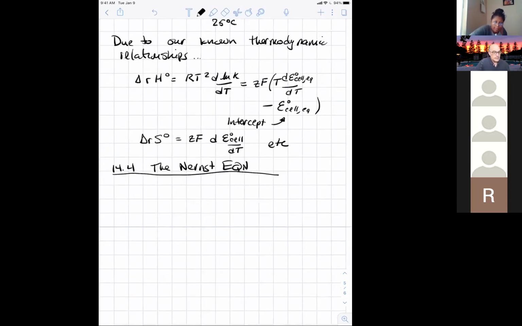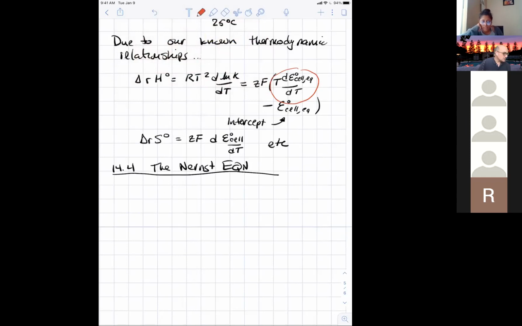Now, but here's the trouble, right? And let me be a little bit more specific here. It looks like we can plot this, and the intercept is the standard, right? But what are we plotting here? According to this equation, we have to plot the standard cell potential versus temperature. And that's a hypothetical. So it turns out we can't really just get this. So it's not as easy as it looks. So we still have a little bit more work to do.